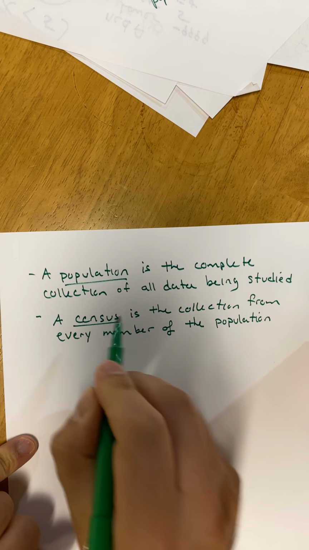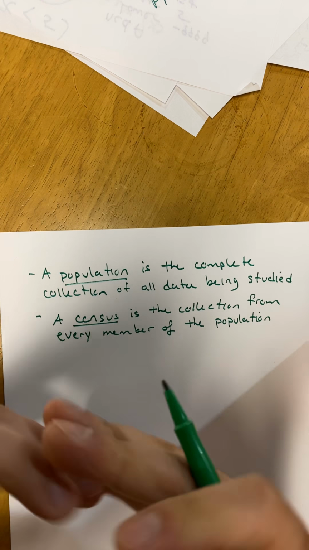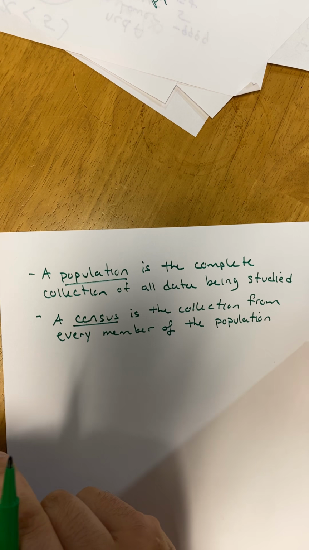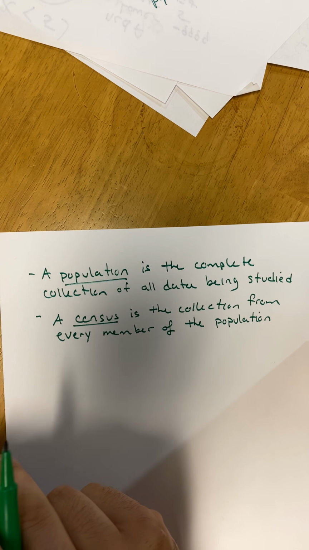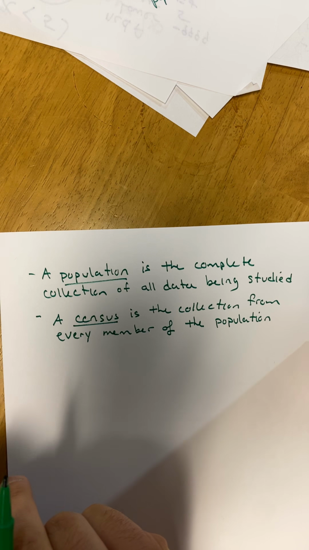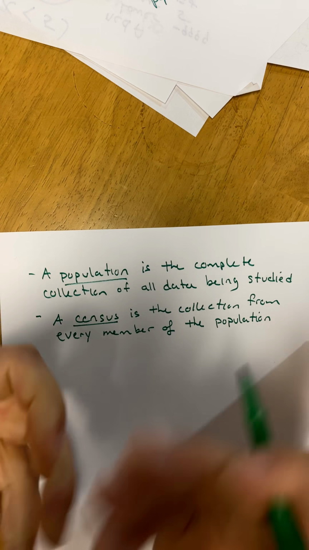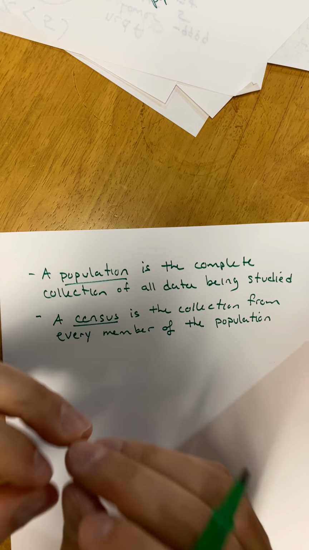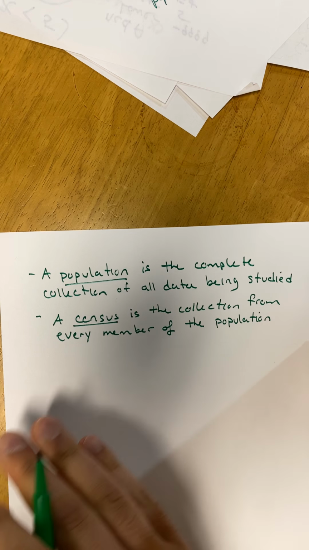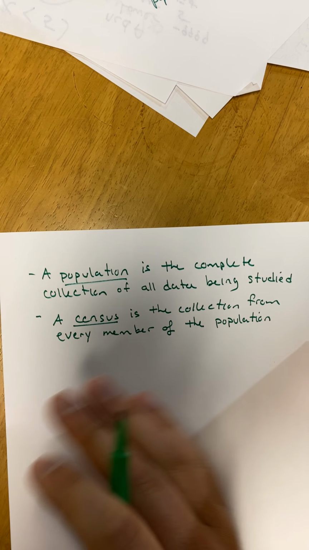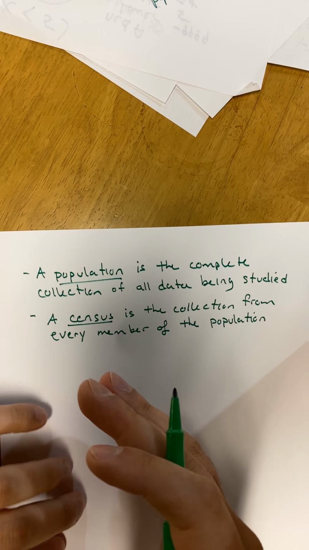A census is collecting all the measurements of a population. So if my population was Williamsville North High School and I wanted to take a census, I would have to give everyone a survey from Williamsville North High School. But a census is almost impossible to do. It's time consuming, it costs a lot of money, and usually you can't get it.